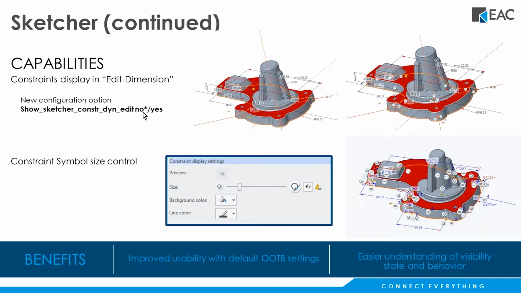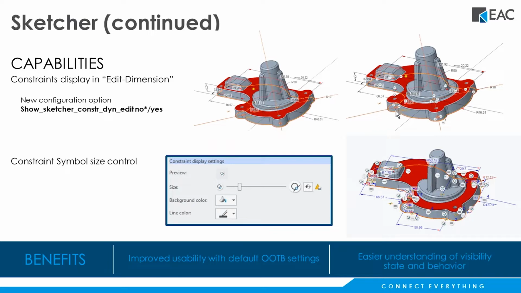But now if I go in to change a sketch, say I want to edit the dimensions on a sketch, when it's set to yes, we can see all the constraints come up along with the dimensions. So we can see how things are related to one another if we do want to go and make some dimensional changes.